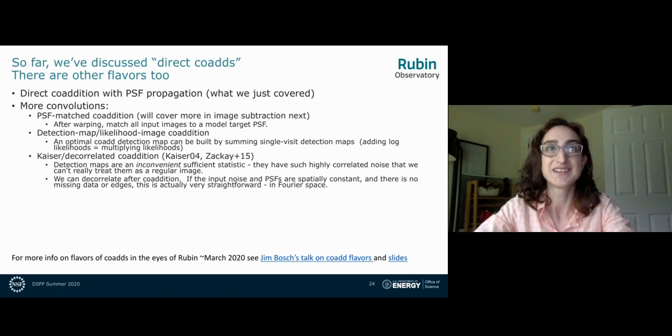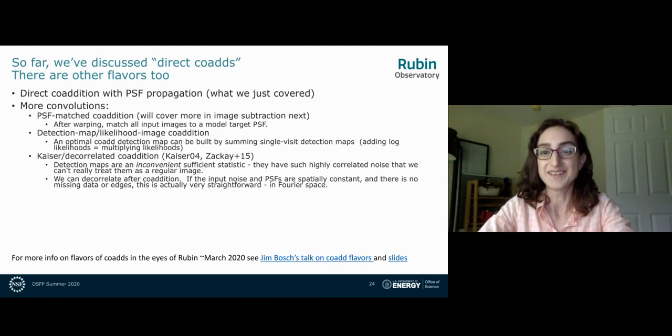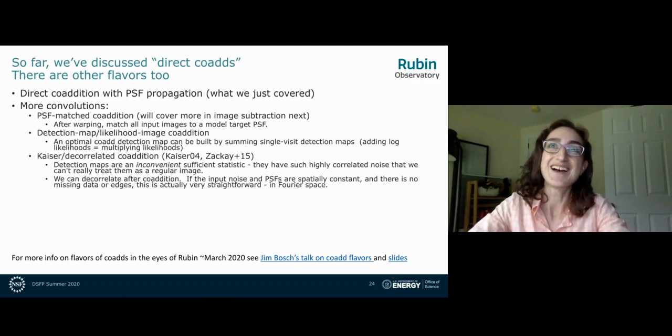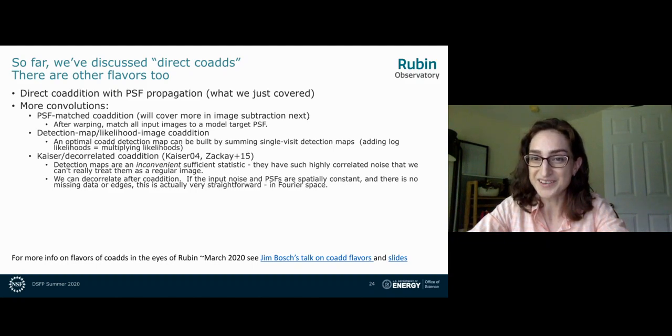You'll remember in the detection talk, we generated detection maps or likelihood images before thresholding, and this was done by correlating the image with the PSF model. Now, you can coadd these detection maps and make a total complete detection map, because remember that adding log likelihoods is the same thing as multiplying likelihoods. However, these would be good for detection, but are very unwieldy for measurement because of all the correlated noise.